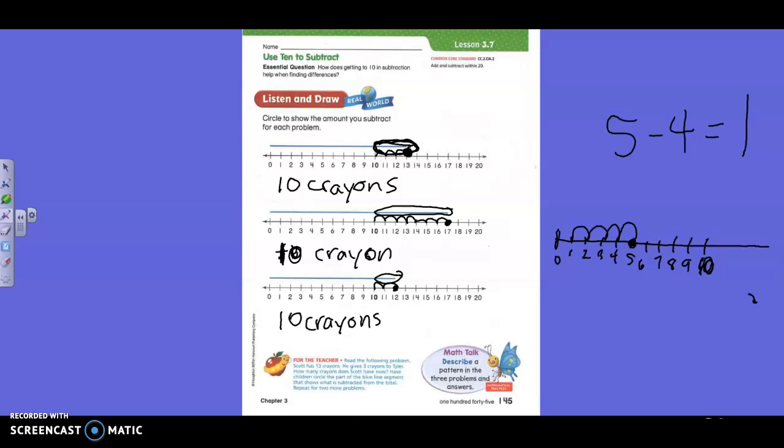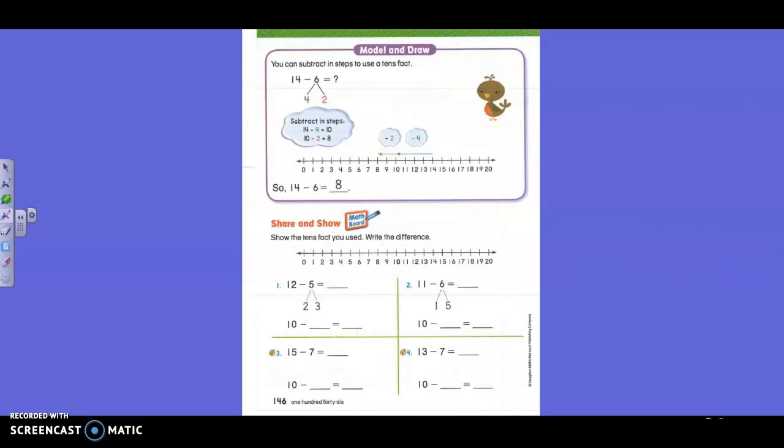I'm going to pause this because some people have to still write the word. Okay, boys and girls. You can subtract in steps to use 10 facts. That's what they were trying to show you. You did 14 minus 10, or 14 minus 6.